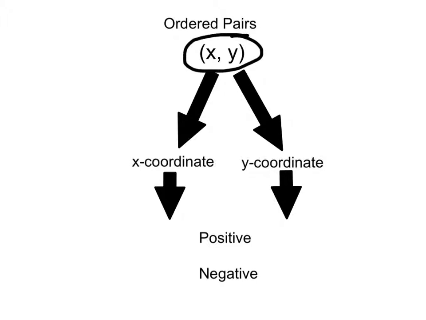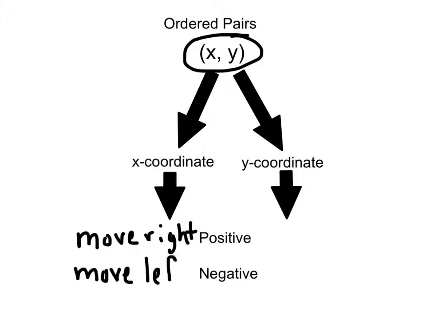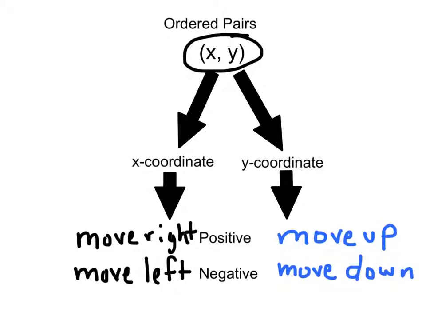The first number is called the x-coordinate. When that x-coordinate is positive, you are going to move to the right. Okay, when the x-coordinate is negative, you're going to move to the left. Okay, now when the y-coordinate is positive, you are going to move up. And when the y-coordinate's negative, you are going to move down.